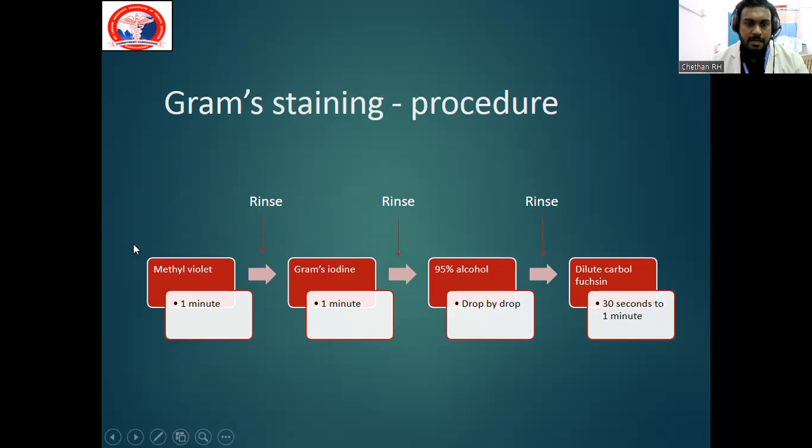This is the gram staining procedure. First you pour the methyl violet on the slide and wait for 1 minute, and then rinse the slide. Then add gram iodine for 1 minute and rinse the slide with water. Then add 95% alcohol drop by drop. Again rinse with water and add the counter stain, which is dilute carbol fuchsin, and wait for 30 seconds to 1 minute.